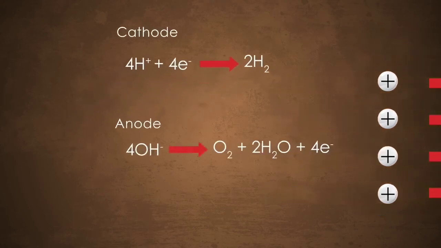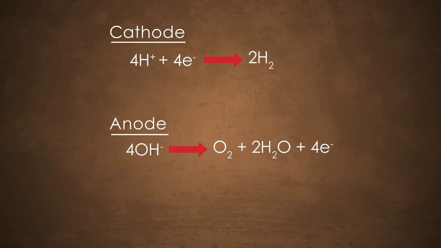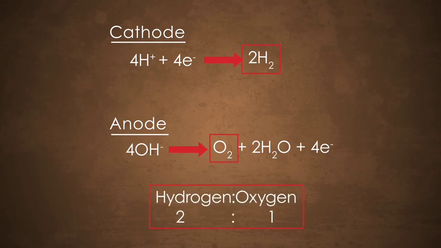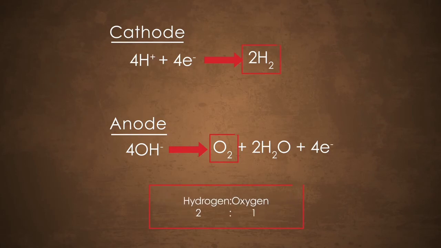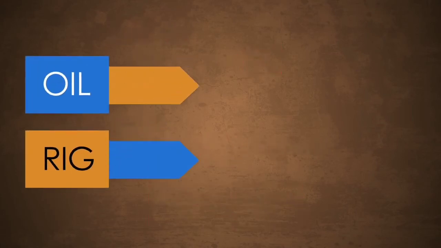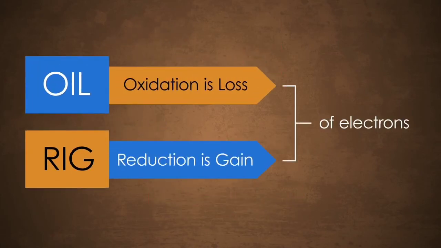Combining both reactions that are taking place simultaneously, we get a redox reaction. Notice that the balanced equation gives the gases a 2:1 ratio. Remember OIL RIG as a way of tracking electrons in a redox reaction.